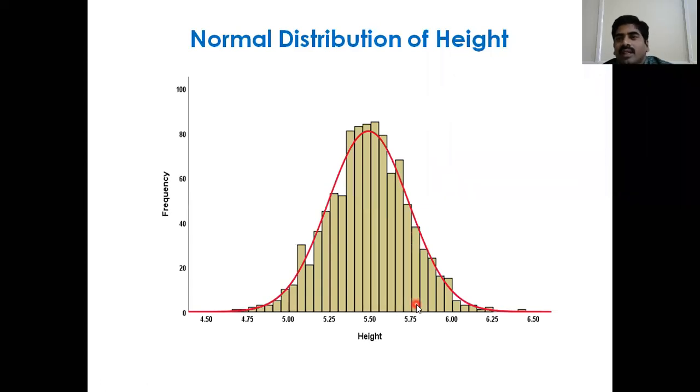See, we have an infinite number of normal distributions. For all the biological variables, we can generate one normal distribution. Different normal distributions are there. Depending on mean and standard deviation, we have N number of normal distributions. Okay.